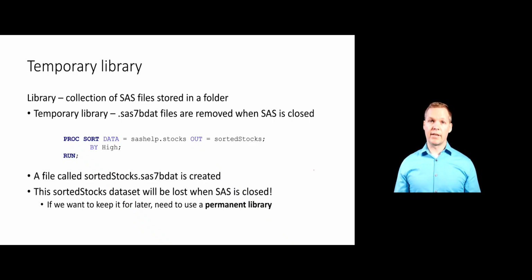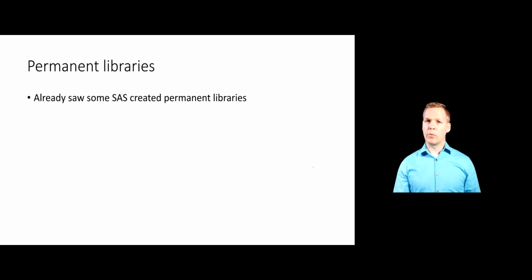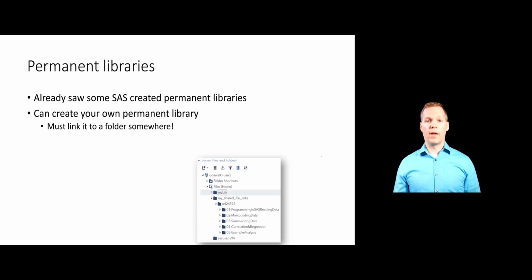Again, if we want to keep this for later use, we would want to put this into a permanent library. And we've already seen some of these permanent libraries that come built in, like the SAS help library. But we can, of course, create our own. And remember, a library is just a folder somewhere. So what we need to do is create a folder that we then have access to, that we can write to, that we can use as a folder.